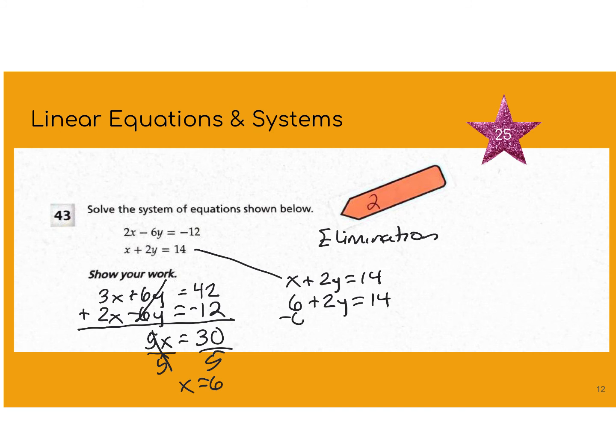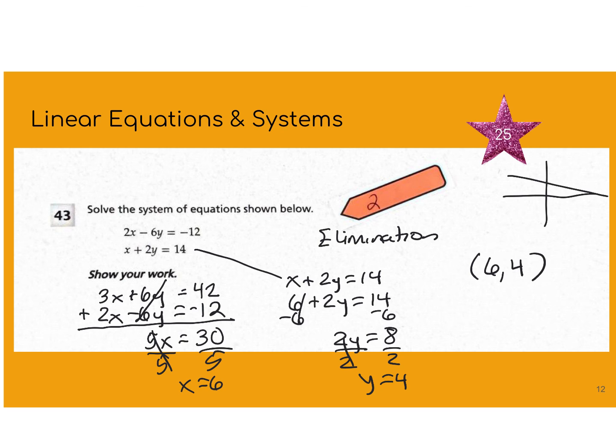So I would subtract 6 from both sides, giving me 2y equals 8. And then I'll divide both sides by 2 and get y equals 4. It said solve, so remember you want to put that in an ordered pair, (6, 4). That is where the two lines cross. So that is their solution point.